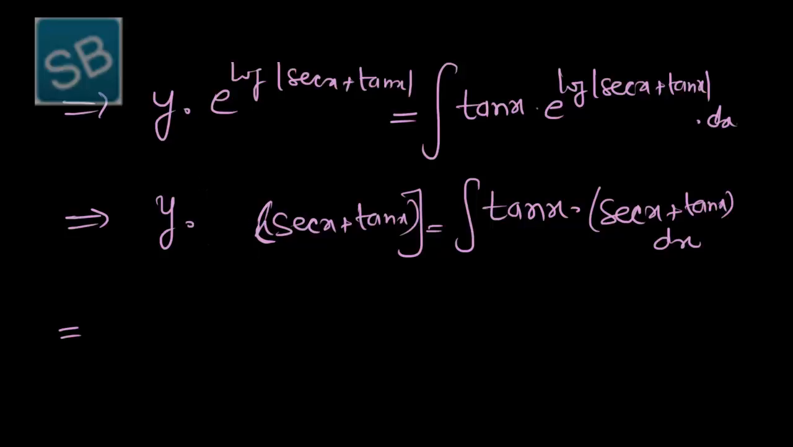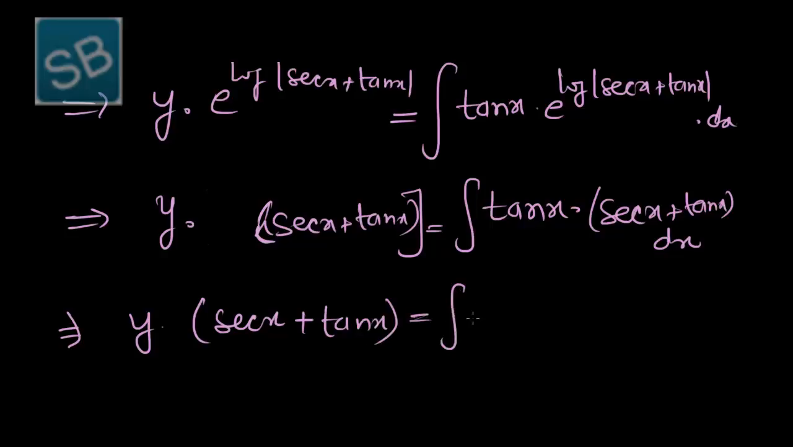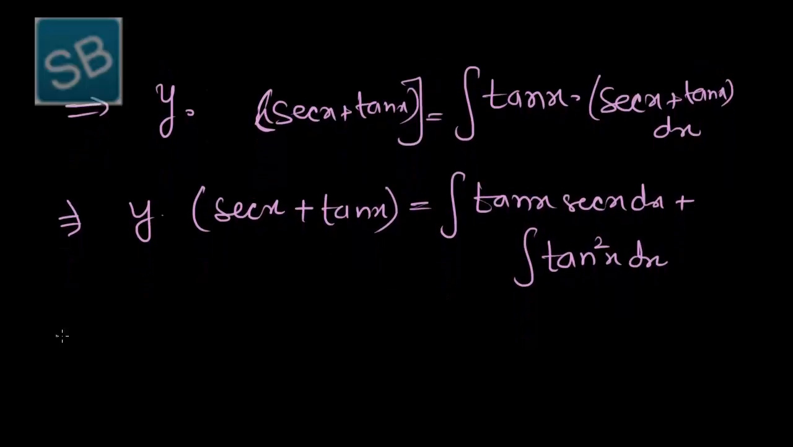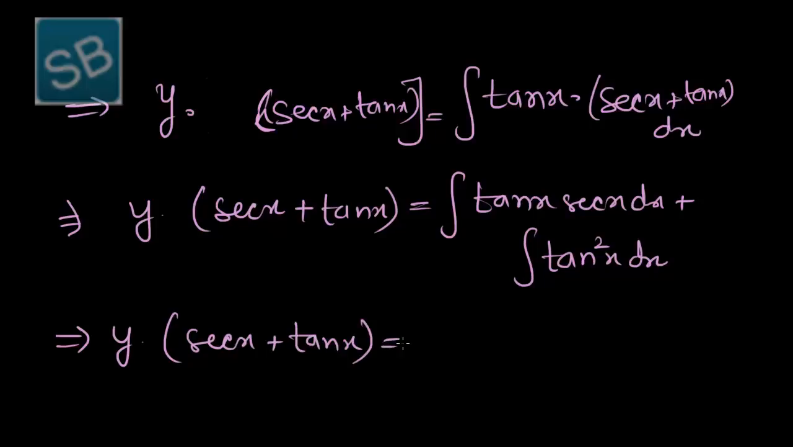So log is cancelled out. So y into secant x plus tan x is equal to integration of tan x secant x dx plus tan square x dx. So we get y into secant x plus tan x is equal to integration of tan x secant x, which is secant x. And as we know, tan square x is secant square x minus 1.